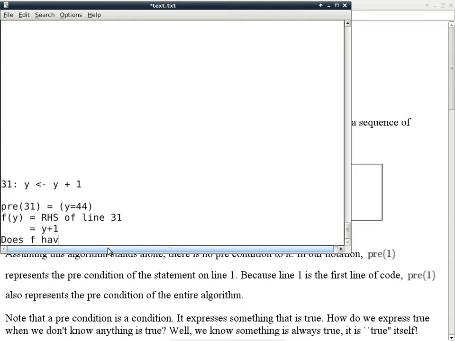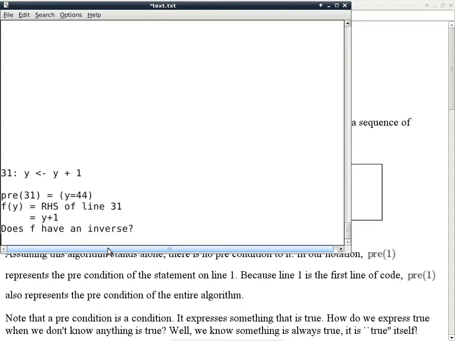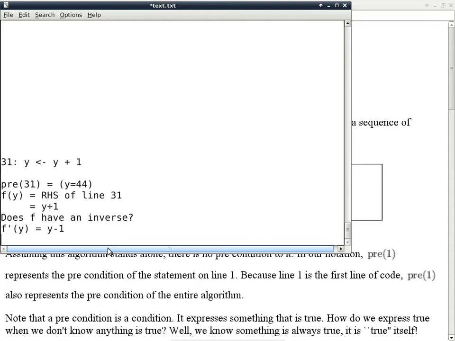Does f have an inverse? Yes. Okay, what is it? What is f prime? Y minus 1. Okay, so y minus 1. All right. So we're going to apply the technique here. We'll look up the template. So what is the template?